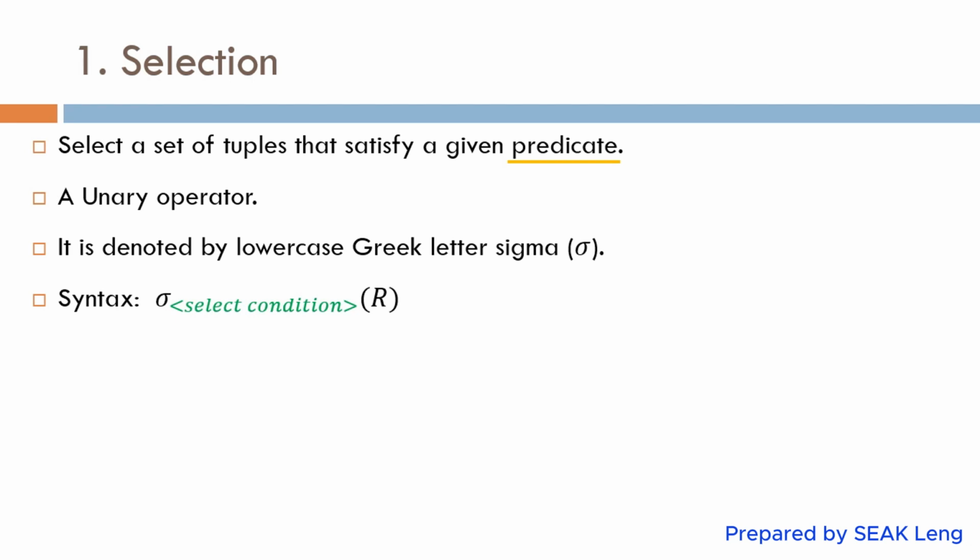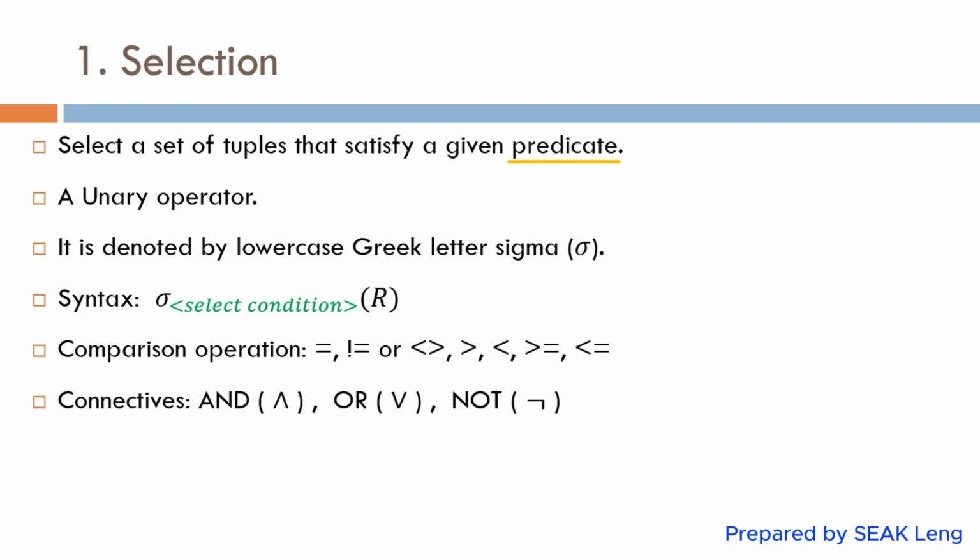Syntax. We write the sigma followed by a subscript, the select condition, and then a bracket, the name of the relation, and a closing bracket. We can use comparison operations such as equal, not equal, greater than, less than, greater or equal, and less than or equal in writing the select condition. We can also use the connective conjunctions such as and, or, and not.